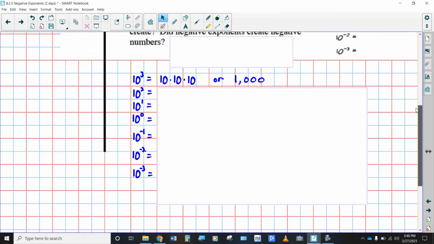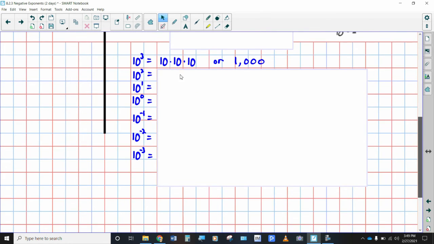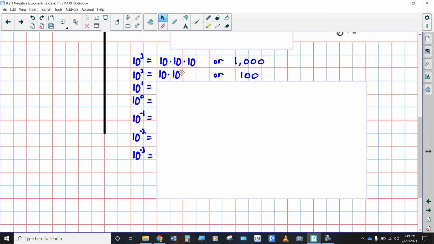Good. All right, so we all know that 10 to the third power literally means 10 times 10 times 10, or it's equal to 1,000, right? Because it's got 3 zeros. 10 squared is 10 times 10, which is 100. Now notice, by reducing our exponent by 1, that resulted in 1 less 10 being multiplied in.